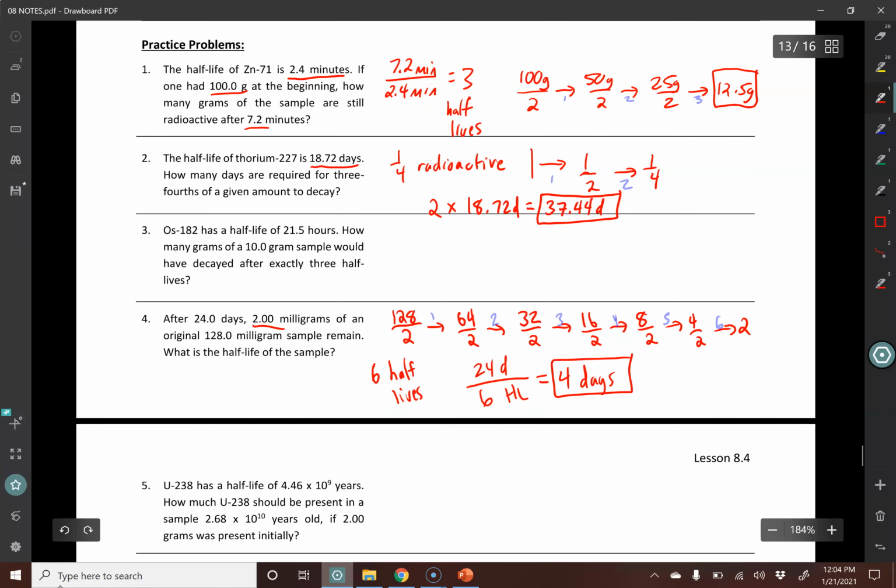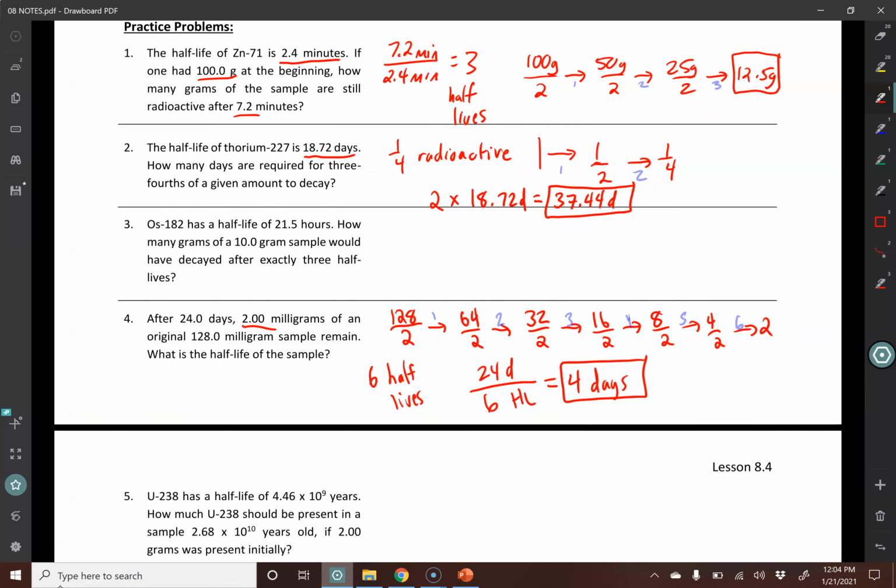Again, there isn't one specific mathematical equation to follow. When in doubt, basically start dividing by 2. That will eventually get you from hopefully some mass that you started with down to a mass that you've ended up with. Count how many half-lives have occurred, and you can use that information to either find the length of a half-life, like we did in question 4, or you can use it to calculate how much time has elapsed, like we did back in question 2.